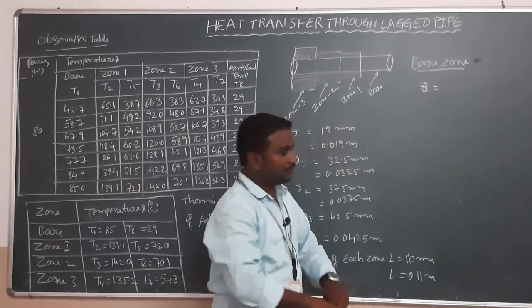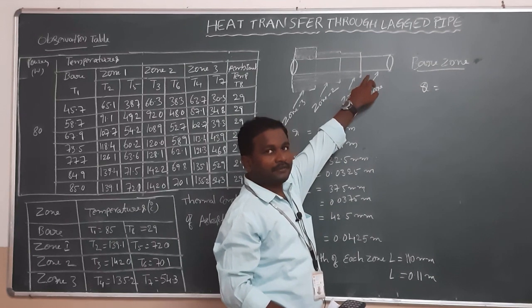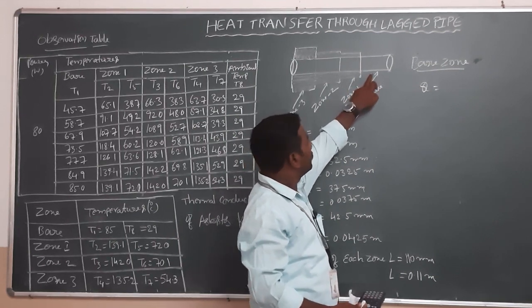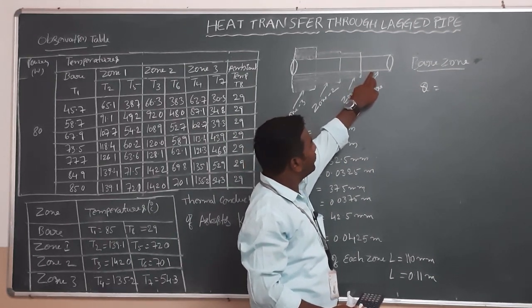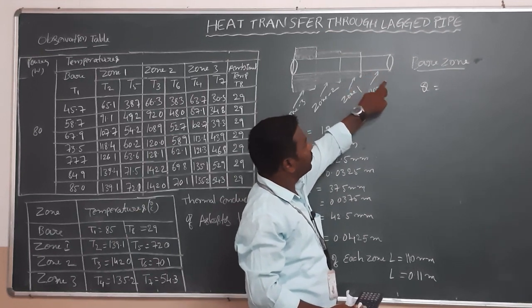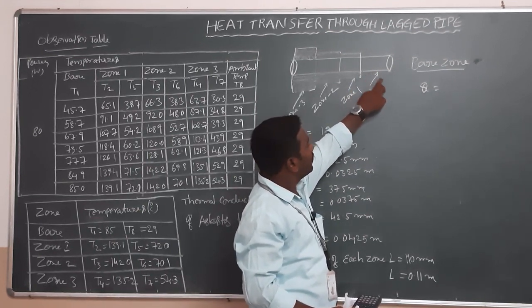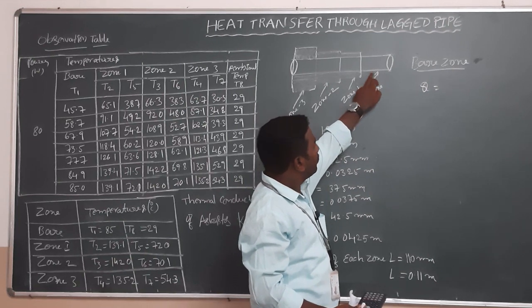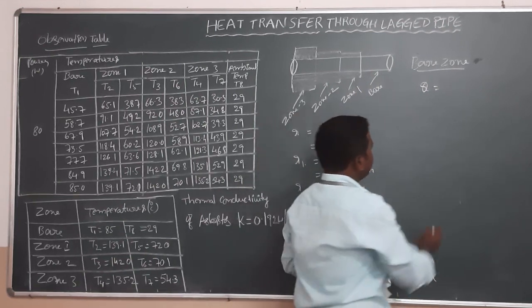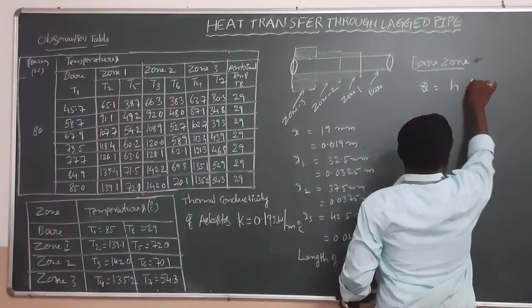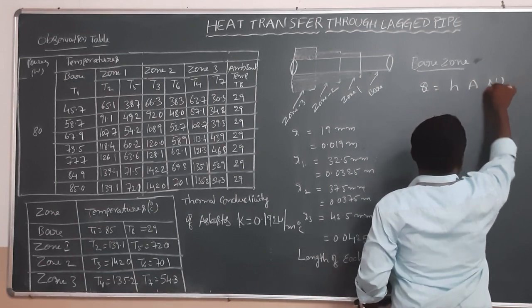Observe here, there is no insulation provided to the bare zone. So, here directly heat is transferring from the surface of the bare zone to the atmosphere. So, here the mode of heat transfer is convection. So, apply Newton's law of cooling here: Q = h A delta T.